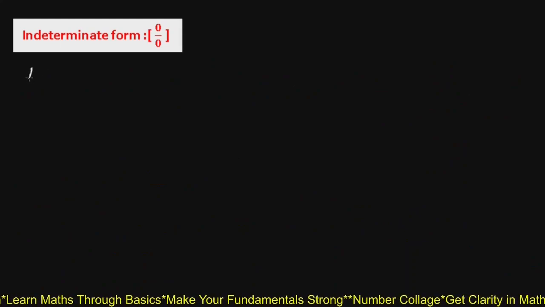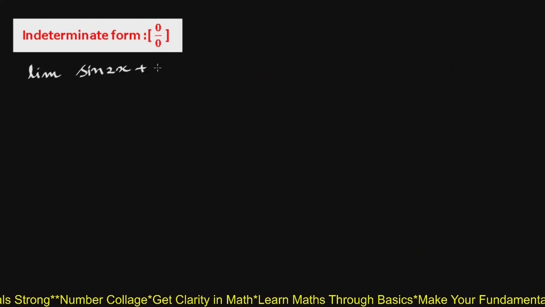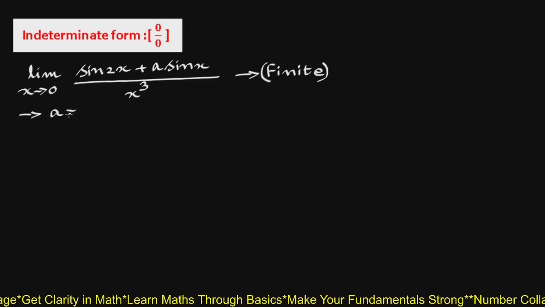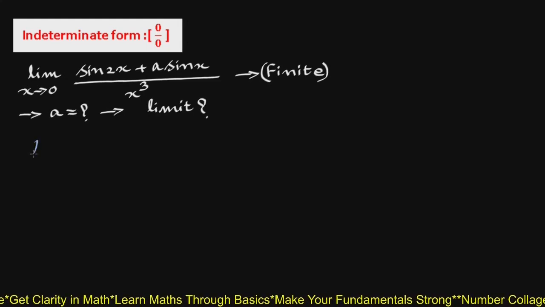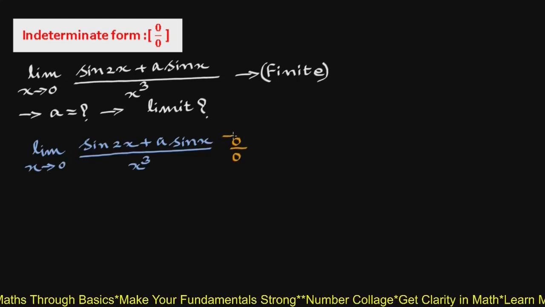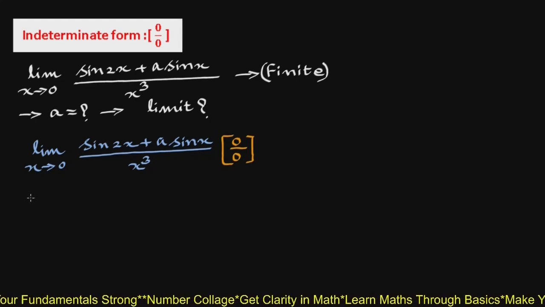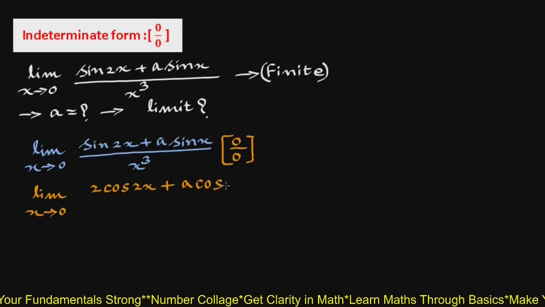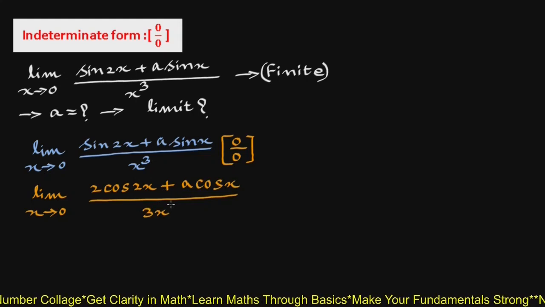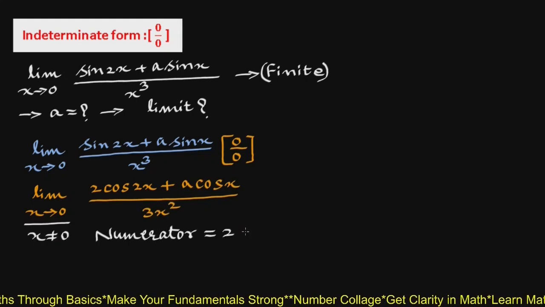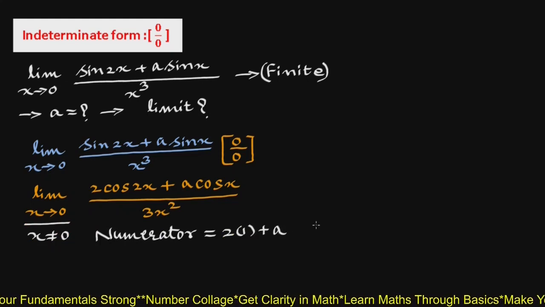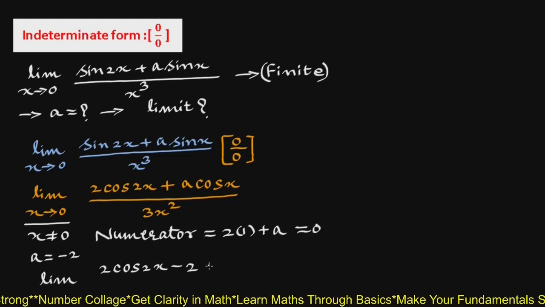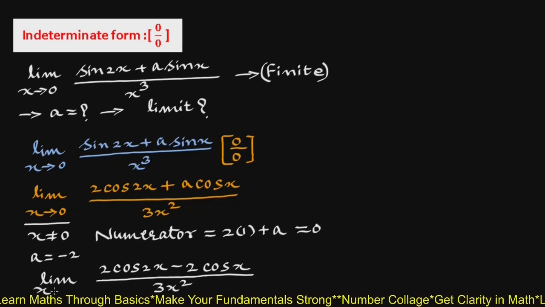We are given that limit (sin 2x plus a sin x) upon x cube as x tends to 0 to be finite. We have to find value of a and hence the limit. Now the given limit is 0 upon 0 indeterminate form. We can apply L'Hopital's rule and write derivative of sin 2x, 2 cos 2x, plus derivative of a sin x, a cos x, upon derivative of x cube, 3x square. Numerator will be 2 cos 0, which is 2, plus a cos 0, which is a, equals 0. So the limit becomes limit (2 cos 2x minus 2 cos x) upon 3x square as x tends to 0.